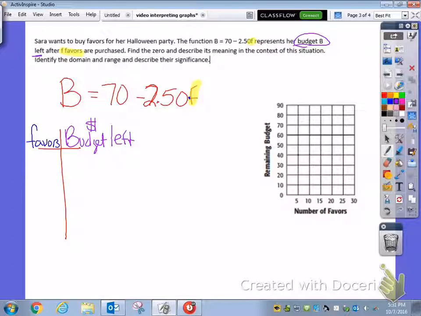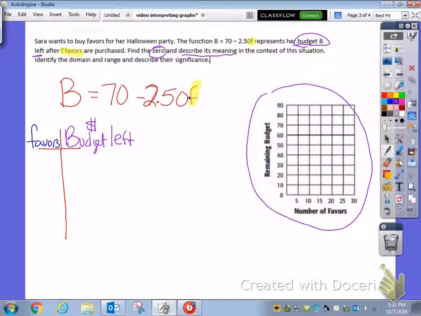So when I'm going to graph this, I can put it on my calculator. Find the 0 and describe its meaning in the context of the situation. Identify domain and range and describe their significance. You've got a hint right here. This is the table that they want to use. So we can use that to answer some of these questions.